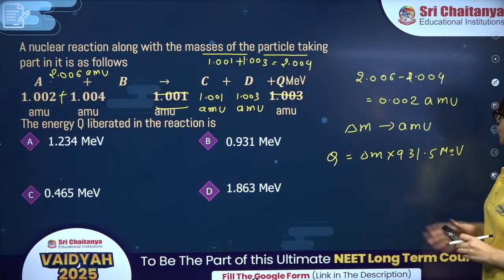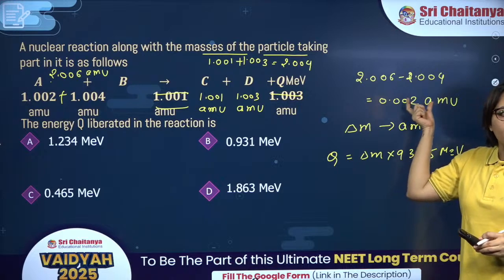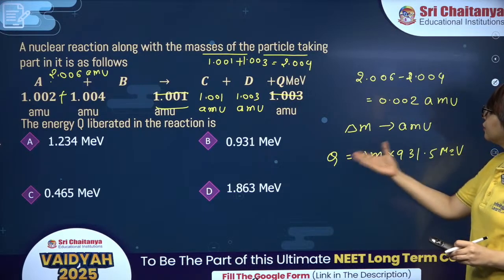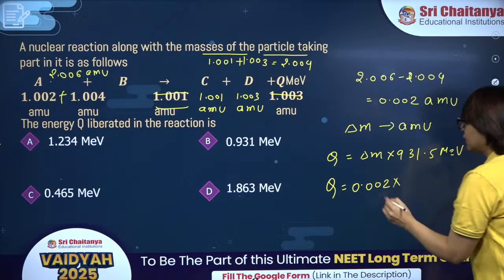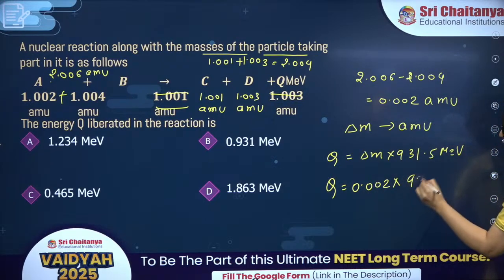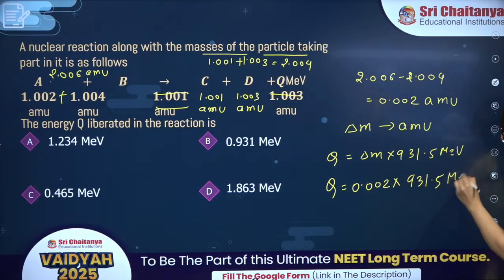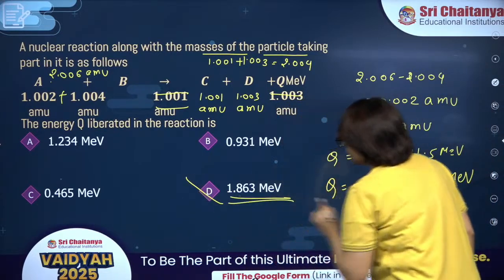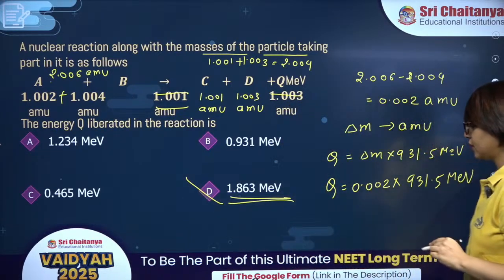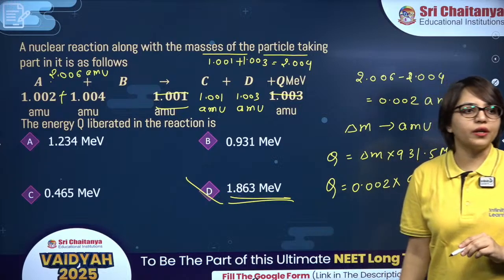So for 0.002 AMU mass lost, what will be the energy released? Delta M times 931.5 mega electron volt, which will be 1.863 mega electron volt. Okay? So that is how you can do it.